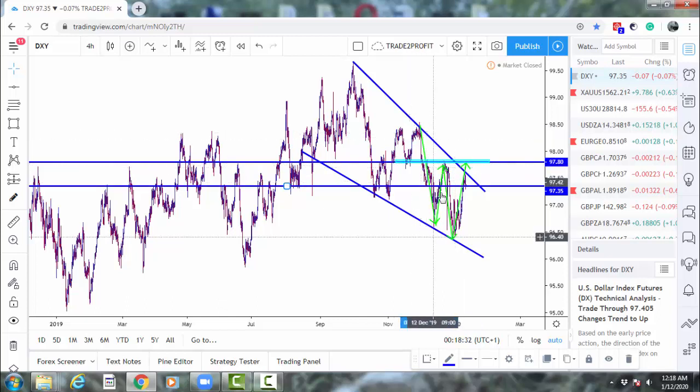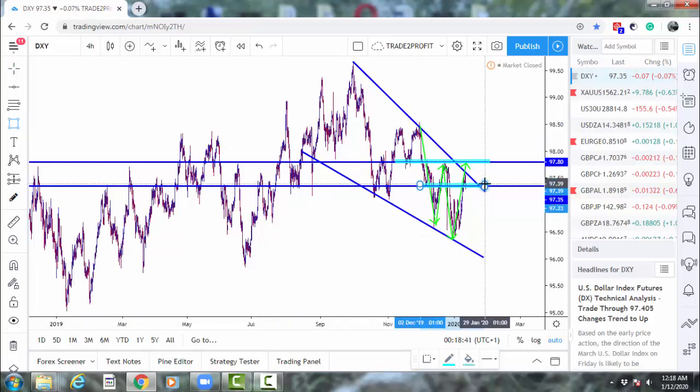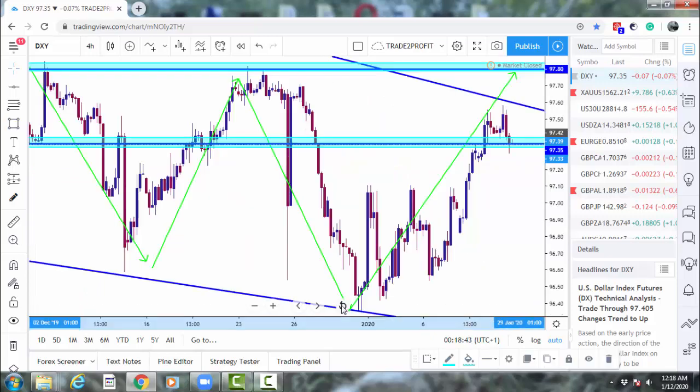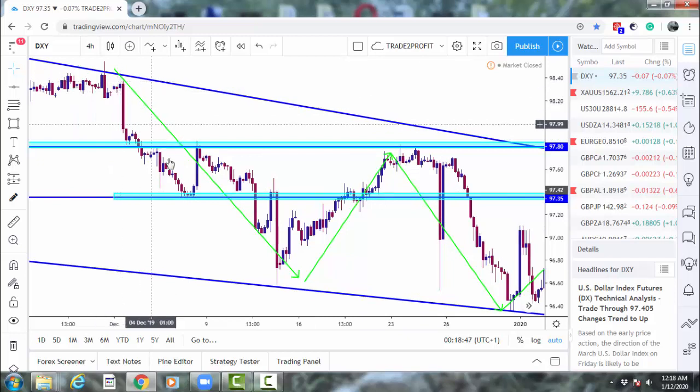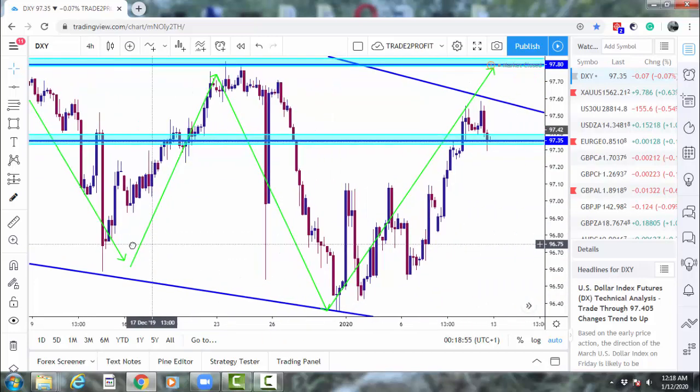Okay, so this has given us a W formation, and you can see here there is a level, there's a zone here also. I marked it out while I was talking. Why is there a zone here? Let's blow this out. Because previously the market dropped here and found some kind of support, then it broke it, gave us that W formation, and then started going up.